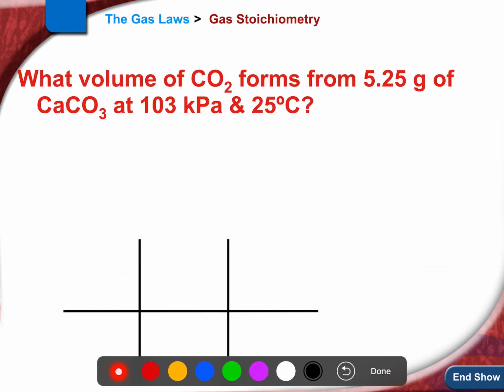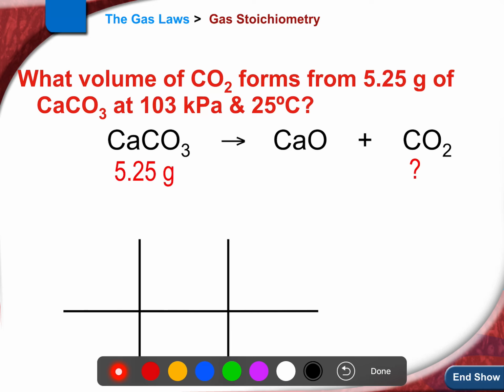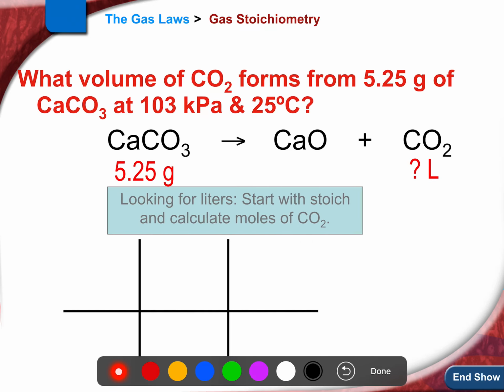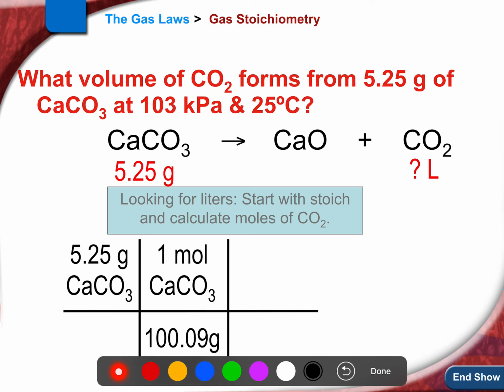So this is the type of problem you'll get. What volume of carbon dioxide forms from 5.25 grams of calcium carbonate at 103 kilopascals and 25 degrees Celsius? So looking at this, first thing you need to do is convert 5.25 grams of calcium carbonate into moles. So right here, this is your balanced equation. Notice you got 3 oxygens, a carbon, and a calcium. So convert that gram amount into moles.